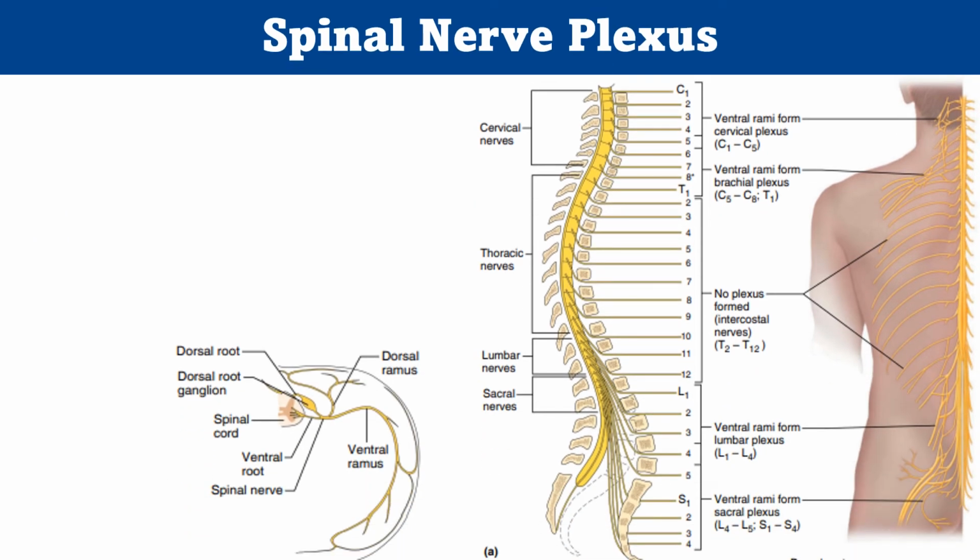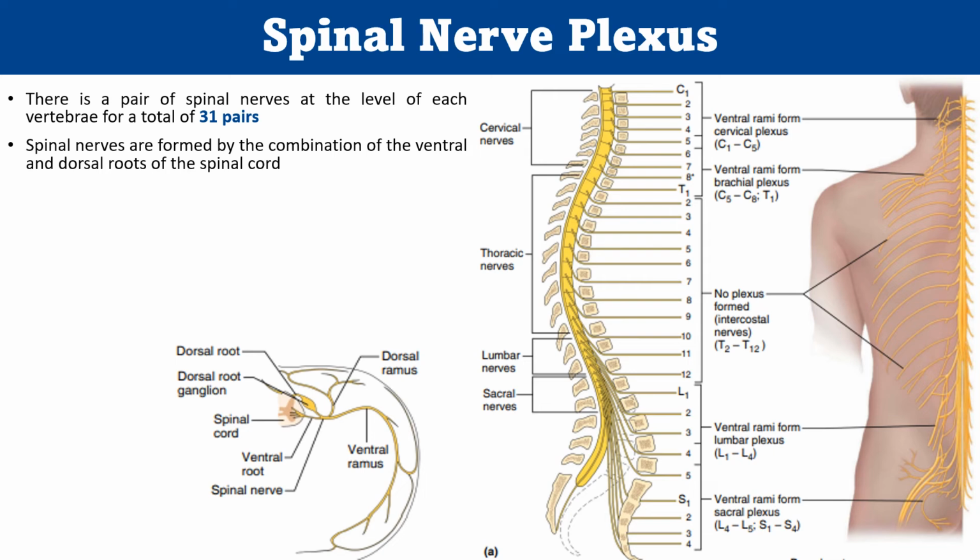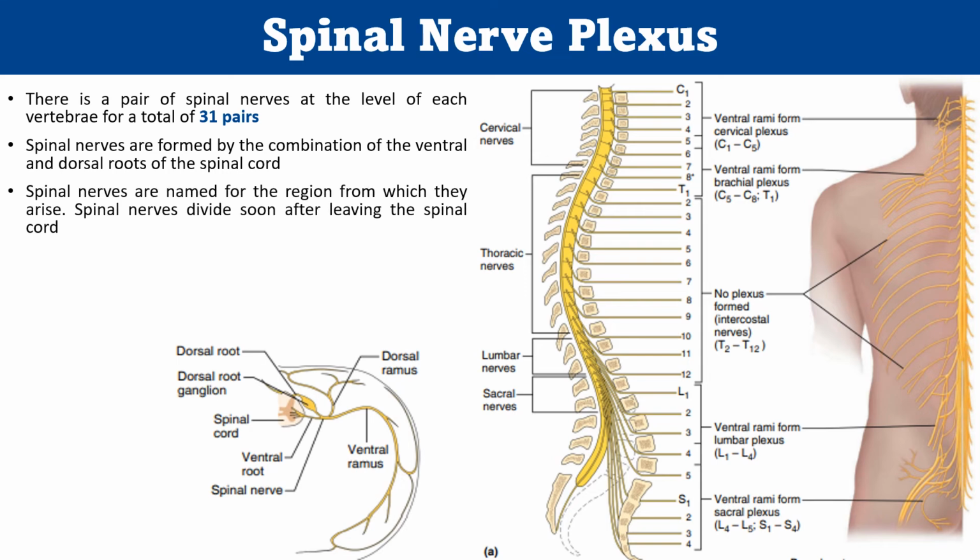Moving on to the spinal nerve plexus. There is a pair of spinal nerves at the level of each vertebra, for a total of 31 pairs. Spinal nerves are formed by the combination of the ventral and dorsal roots of the spinal cord. The spinal nerves are named for the region from which they arise.